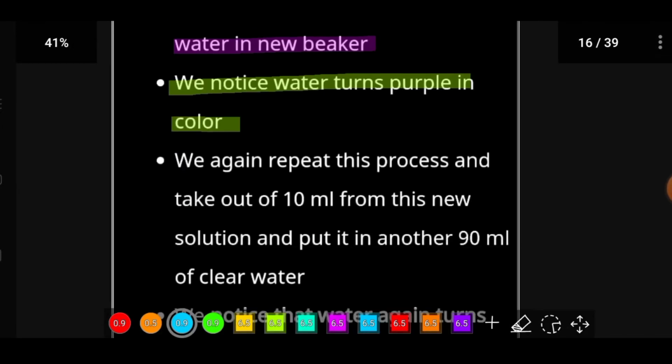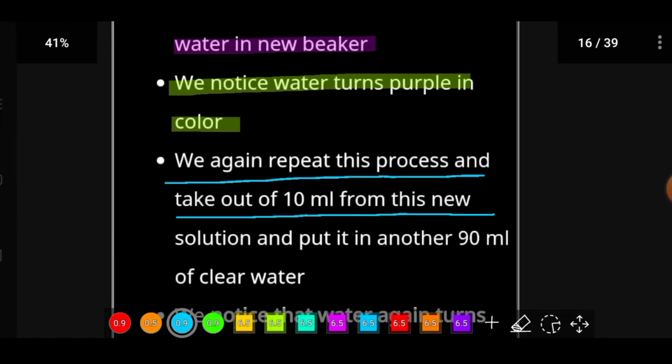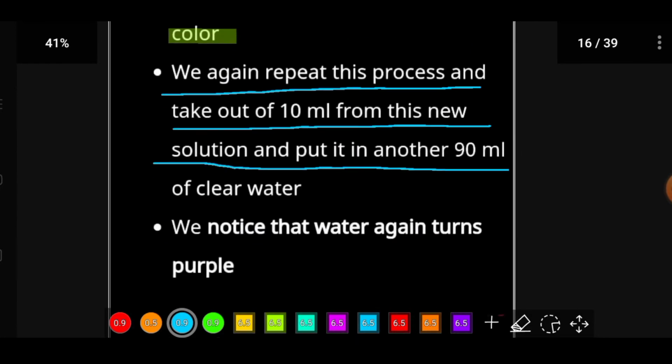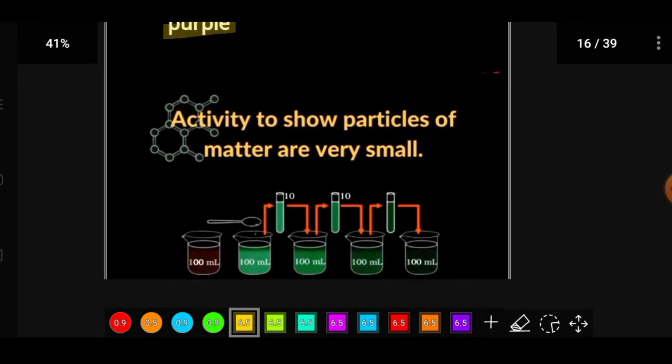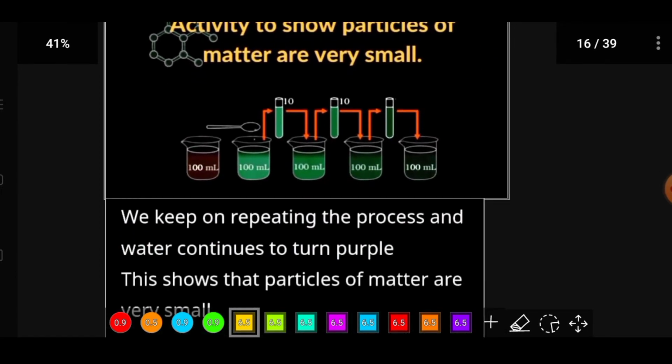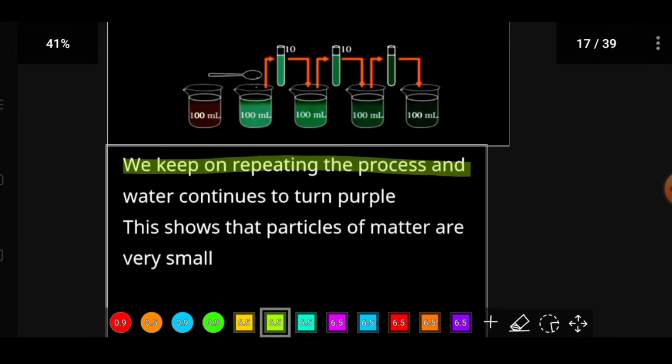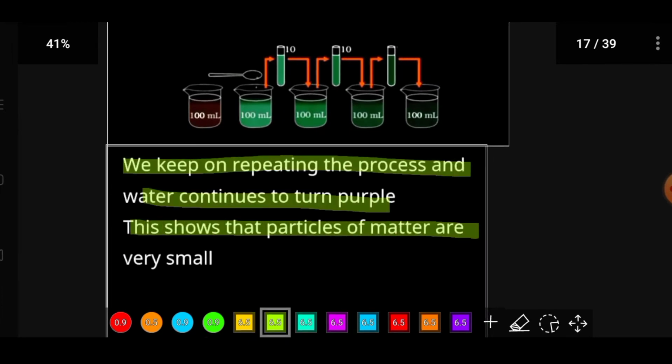We again repeat the process and take out 10 ml from this new solution and put it in another 90 ml of clear water. We notice that water again turns purple. We keep on repeating the process and water continues to turn purple. This shows that particles of matter are very small.